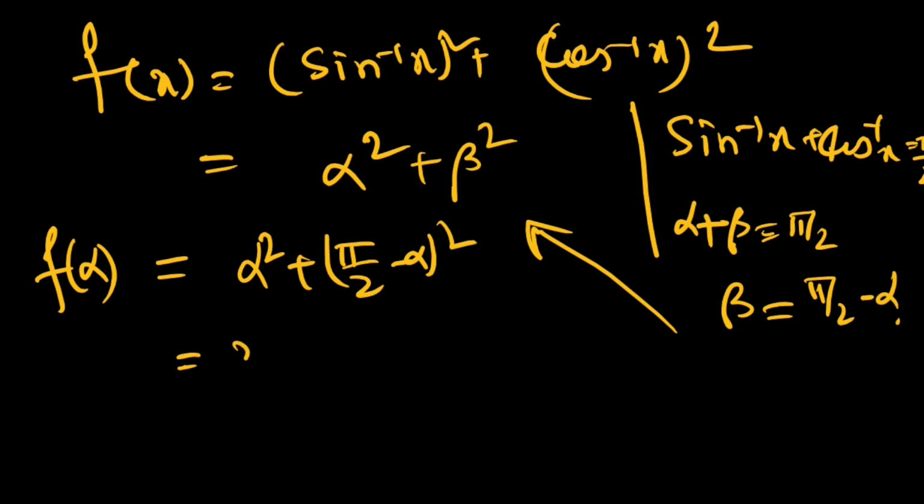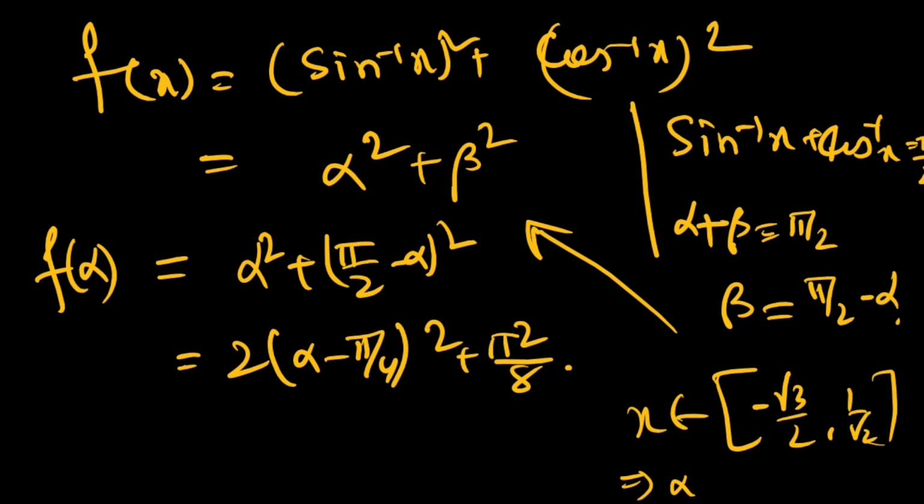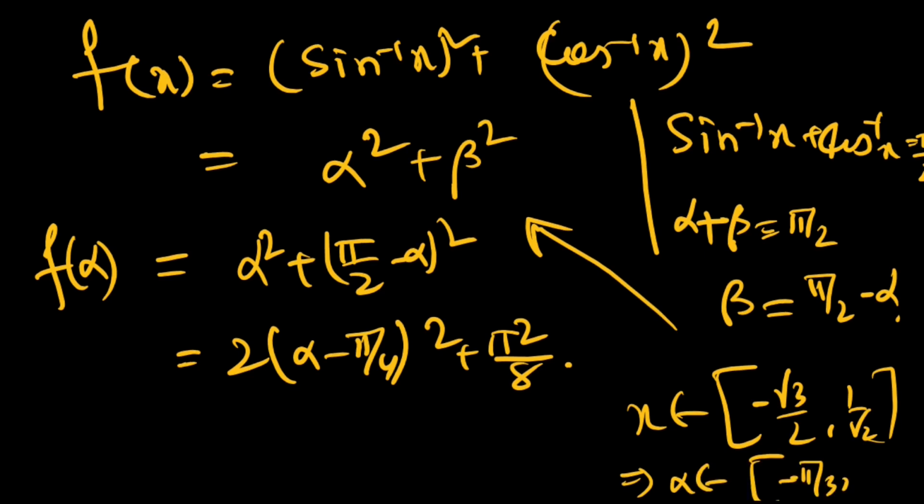We got this value as 2 times (alpha minus pi by 4) whole square plus pi square by 8. Given that x belongs to minus root 3 by 2 to 1 over root 2, we get our alpha value belongs to minus pi by 3 to pi by 4. Then we put our alpha equal to minus pi by 3, because we want to find the maximum value of f of alpha. So we choose as much as possible the negative value of alpha. So we put here alpha is equal to minus pi by 3.